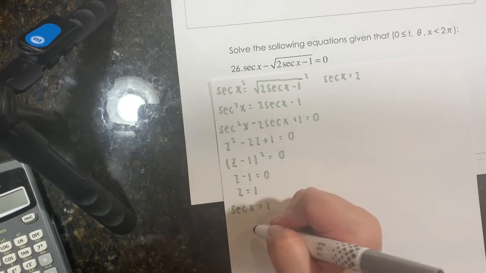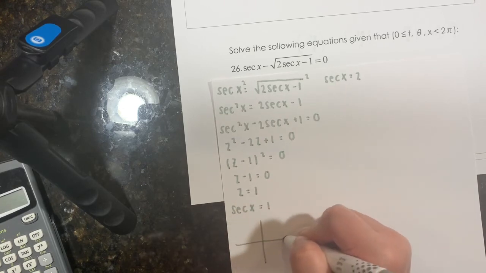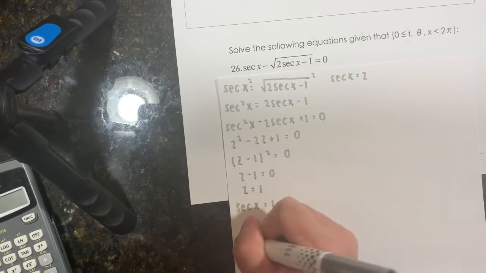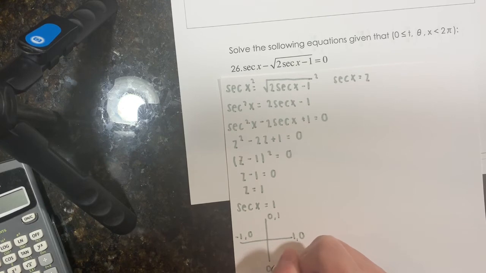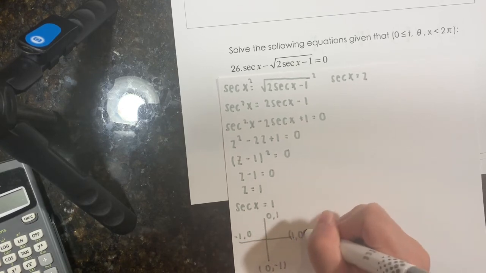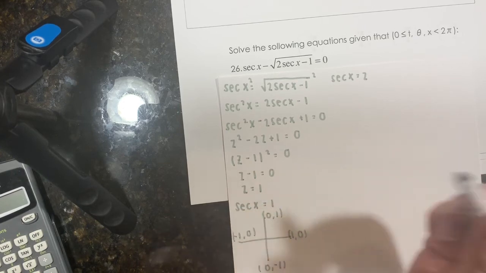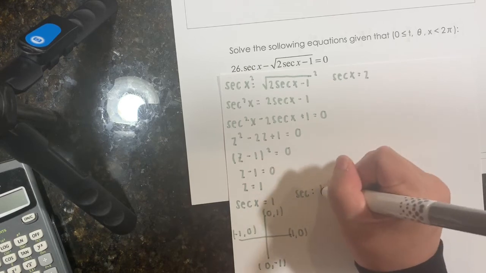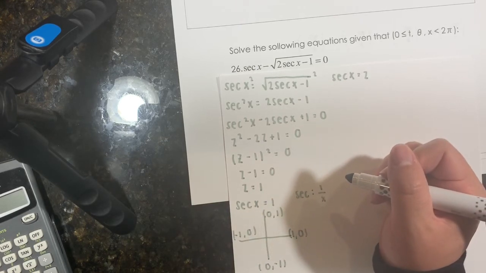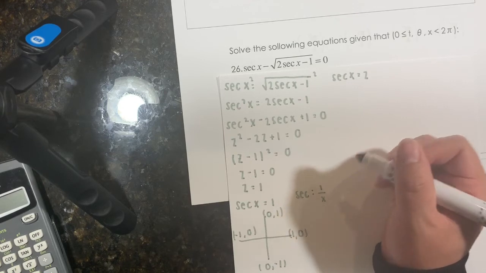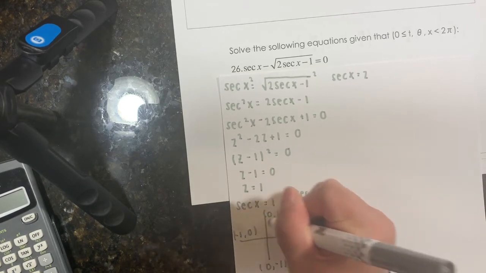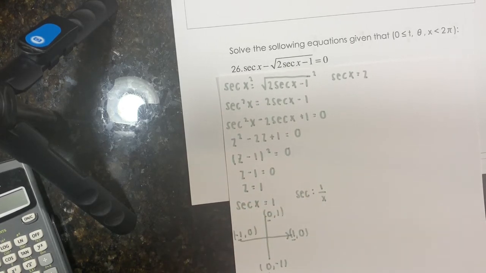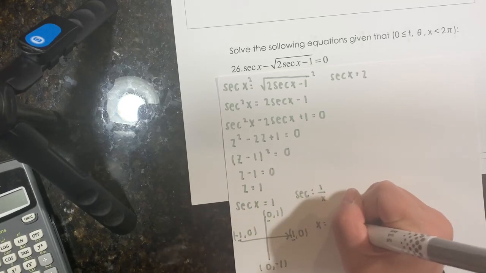Now the only way for that to happen would be for us to use the unit circle. So 0, I have 1, 0, 0, 1, negative 1, 0, 0, negative 1. And I am looking for, so secant is the inverse of cosine, so that's going to be 1 over x. So I'm looking for where my x coordinate is equal to 1. If I underline all my x coordinates, the only place where x is equal to 1 would be at 0. So that means that x is equal to 0.